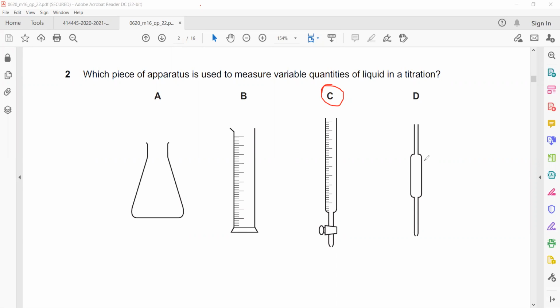A pipette measures a fixed quantity. This one does not have a marking here. It can also be used, but for a fixed volume. These two are there, B and C, but the accurate one is a burette, which is accurate to 0.1 cm³ in measurement of the volume.